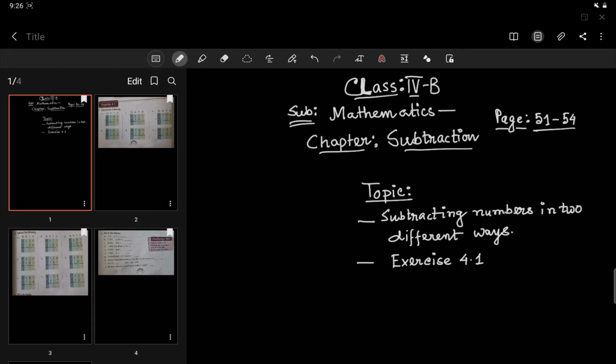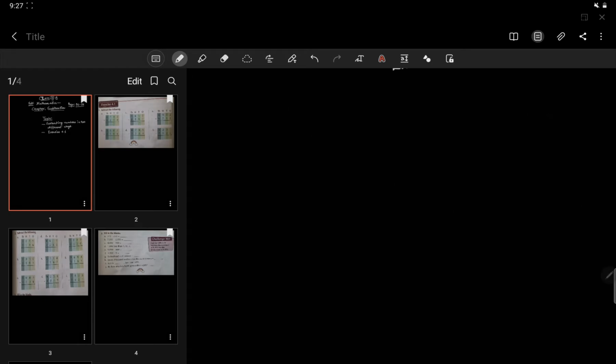Today we will discuss the new chapter, that is chapter number 4, entitled subtraction. So our topic is subtracting numbers in two different ways, and exercise 4.1. Let's start.